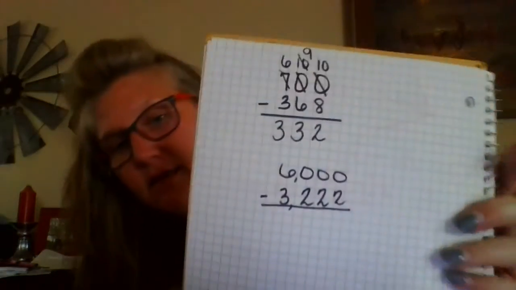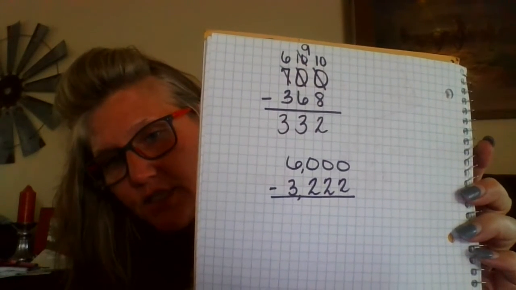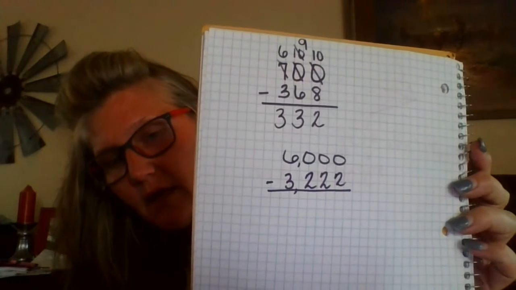Now, if you look at the next one, it's a bigger number. We're looking at thousands now, okay? So let's look at 6,000 minus 3,222. Listen to how I'm saying the numbers too so you can hear it and recognize it too. Okay, so 6,000 minus 3,222. Excuse me.